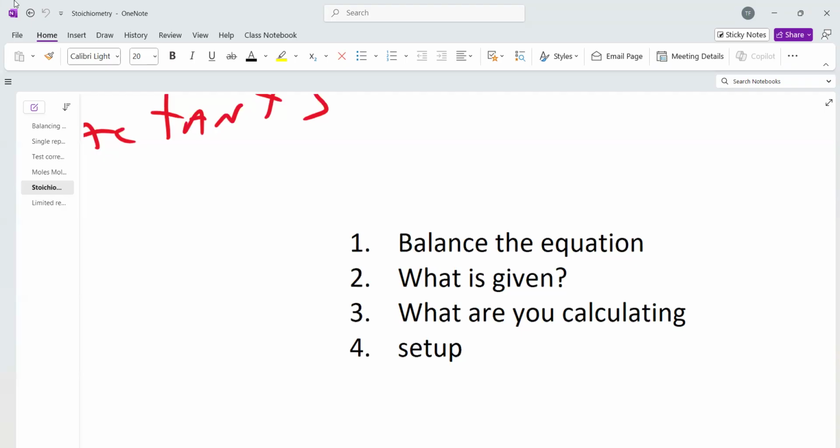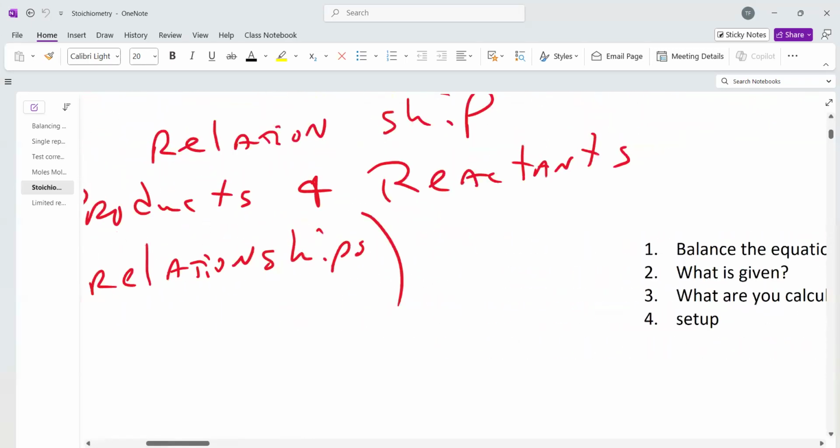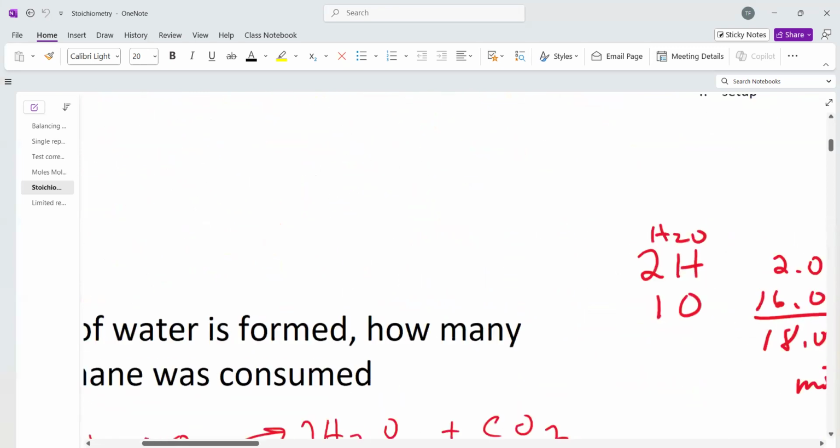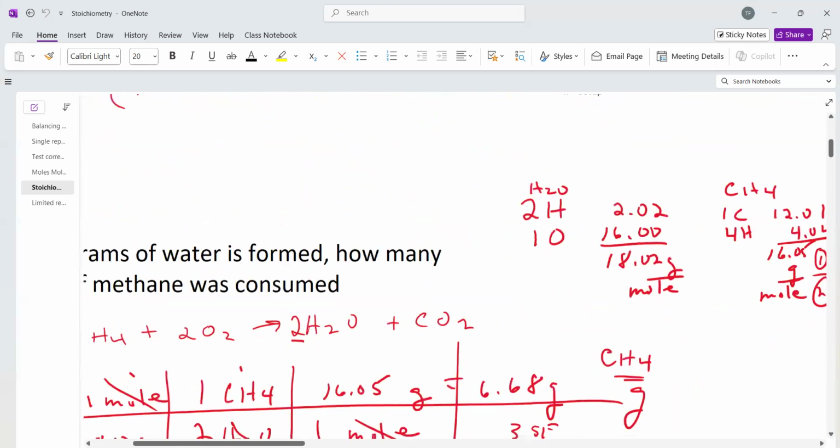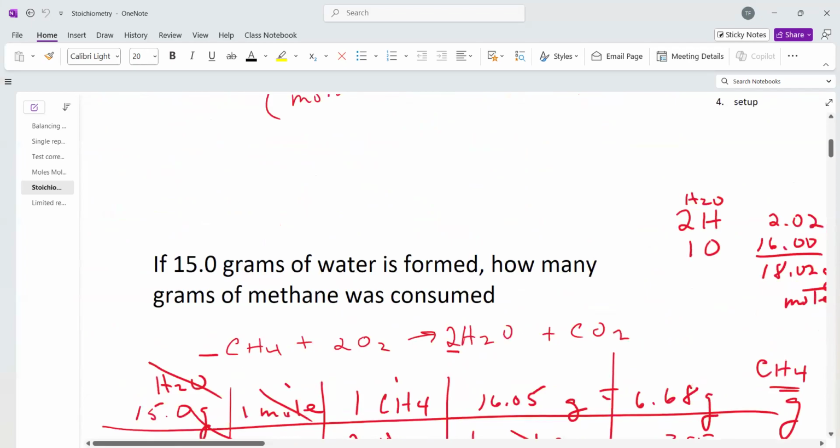And then we're going to go through what's given, what you're trying to calculate, just like we did before, and then the setup. The setup is going to be longer, though, with stoichiometry problems. It's going to be one extra step involving the balanced equation. But it'll still be unit cancellation, just like before. No change at all. All right, this is what a typical stoichiometry problem looks like.